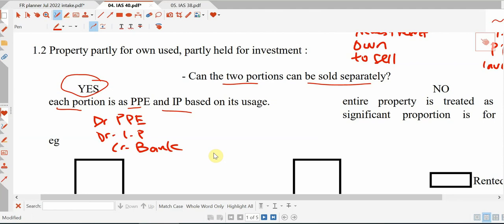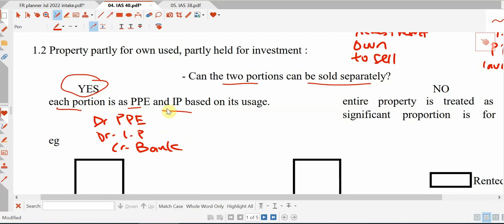Now, in our last class, I already told you, in the F4 exam, they are not asking for detailed knowledge. They just want you to know the surface, the main principle. So if this kind of thing appears in the exam, I'm sure the question will let us know the method to segregate the amount. Maybe it's based on floor area. If you've got more floor area used as own use, then there will be more value going to PPE. Less floor area to investment, then less value to investment property.